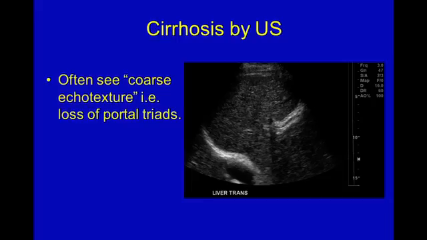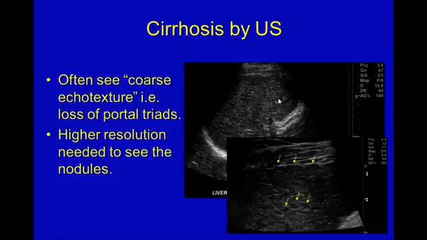So what do we see by ultrasound? Well, we often describe this as a coarse echo texture, but what you really are seeing is the loss of the portal triads. It's actually what we don't see that you're observing. So when you look at this liver, we really don't see the portal triads that we should see out here. And when you want to see the nodules, actually, you should go to higher resolution. In this case, we went up to 9 megahertz with a linear array transducer, and you can see the nodules on the surface of the liver, as well as some discrete nodules inside the liver.